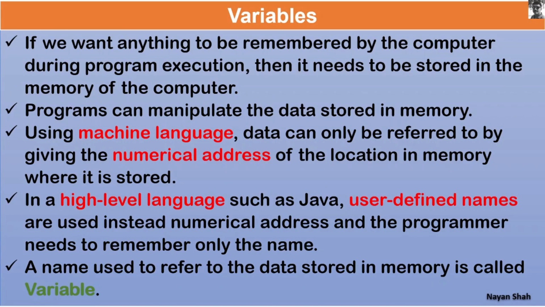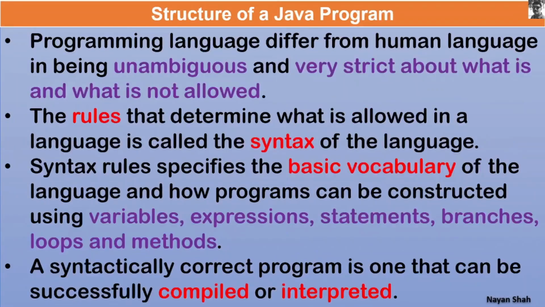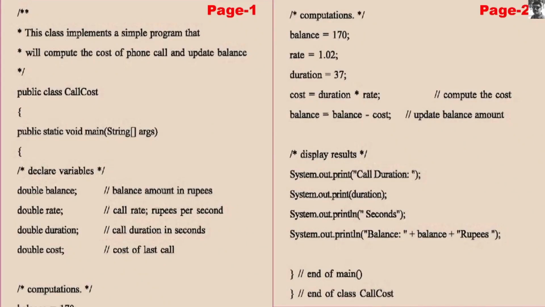If we want anything to be remembered by the computer during program execution, then it needs to be stored in the computer's memory. For example, let me take you back to the program which we had seen. While calculating balance and cost, we need a few values to be remembered: old balance, rate of call, duration of call. All these things should be remembered by the program, and because of that, we created these four variables.